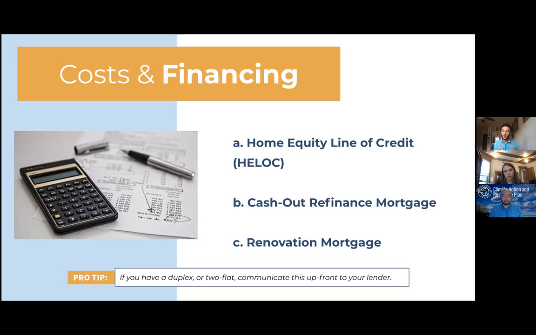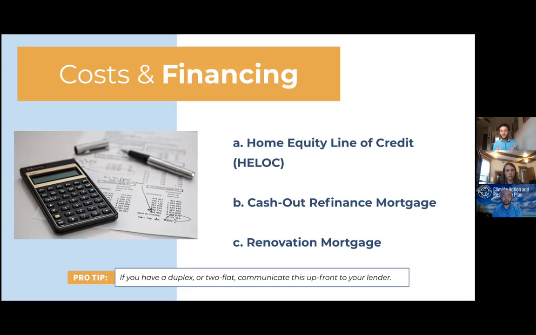Somewhat like a credit card, it functions as a revolving line of credit that you can draw on whenever you want. And the amount for that line of credit is based on the equity in your house. And you could utilize that line of credit to pay for an accessory dwelling unit. The last two options here, a cash out refinance mortgage and a renovation mortgage, are both first or primary mortgages.